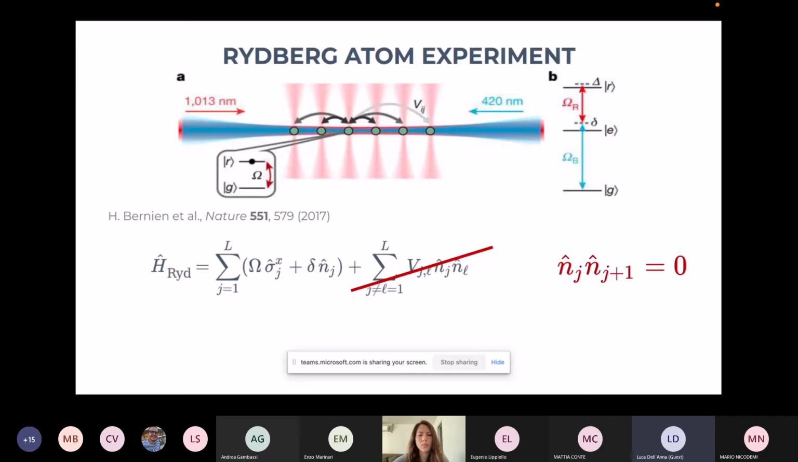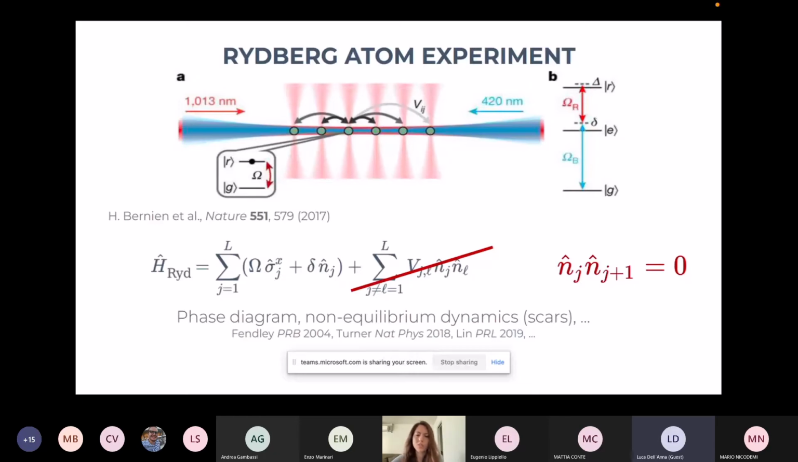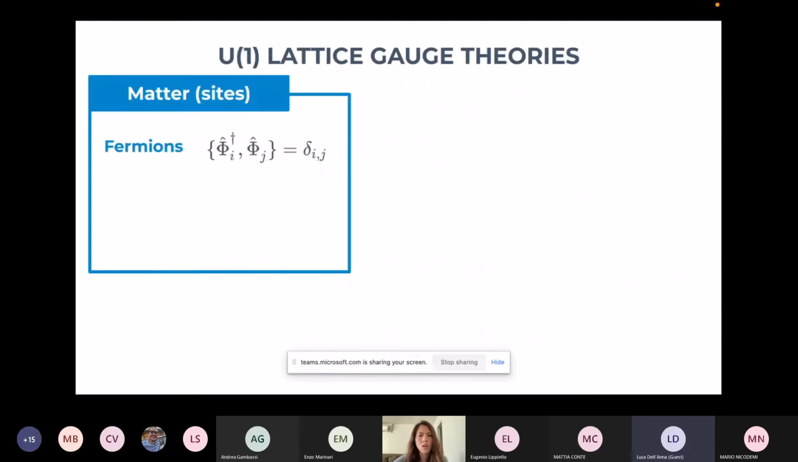And so this model has been studied, both its phase diagram and its non-equilibrium dynamics, so there are many interesting properties. But what I want to discuss here with you is its interpretation as a gauge theory. Okay, so to define the gauge theory that we're going to study, we need these ingredients.